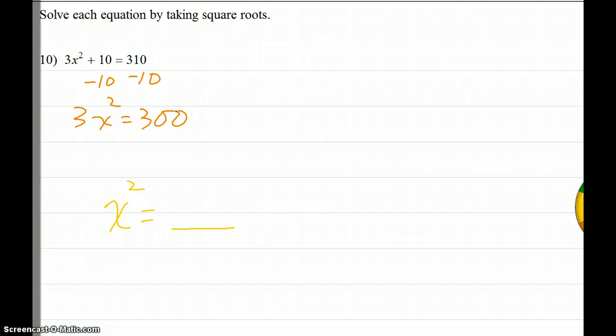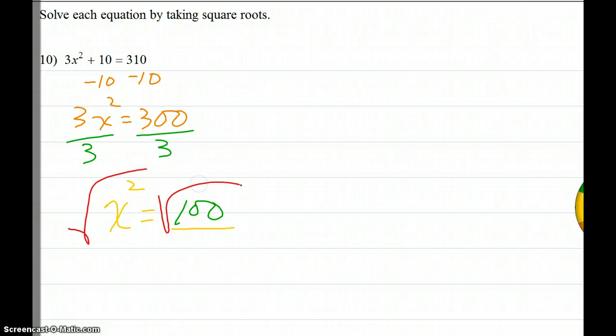We're close to having it as x squared equals, but we'll do the opposite of multiplying, which is dividing. Now we have x squared equals 100. Once you get it down to x squared equals, then and only then can you take the square root, and the square root of 100 is exactly 10. Don't forget to put the plus or minus. Don't take the square root until you have it in the form x squared equals something.